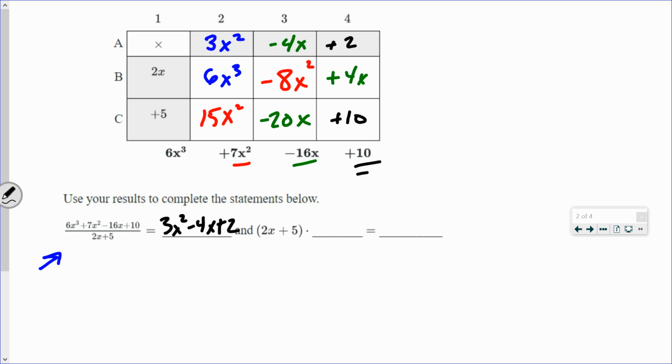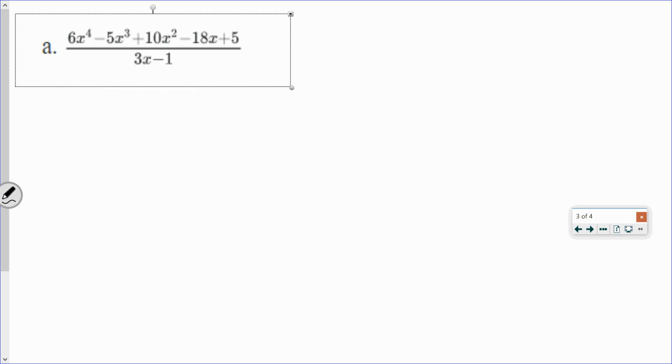And another way to think of that or write that is, well, that's the same as 2x plus 5, this right here, like if it was in factored form, times 3x squared minus 4x plus 2. So we're going to go backwards in our generic rectangle. I'll do one more example of that. If you feel good with that, you can fast forward to the long division if you need.